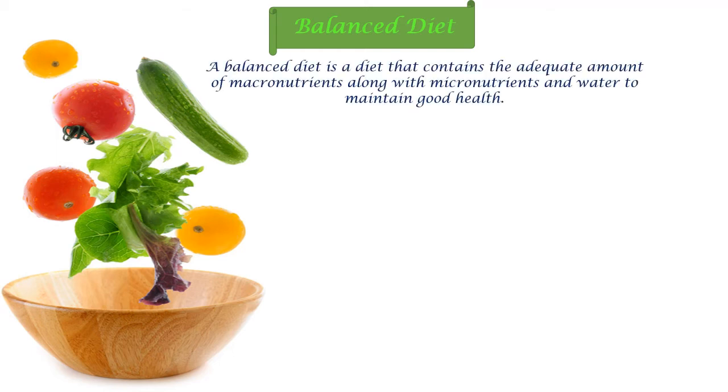So let us see how this balanced diet will help us. Let's see what this balanced diet is all about. A balanced diet is a diet that contains an adequate, that is a sufficient, amount of macronutrients along with micronutrients and water to maintain good health. Okay, so macronutrients, micronutrients, overall the nutrients along with the water. All these things together we comprise under the term balanced diet.